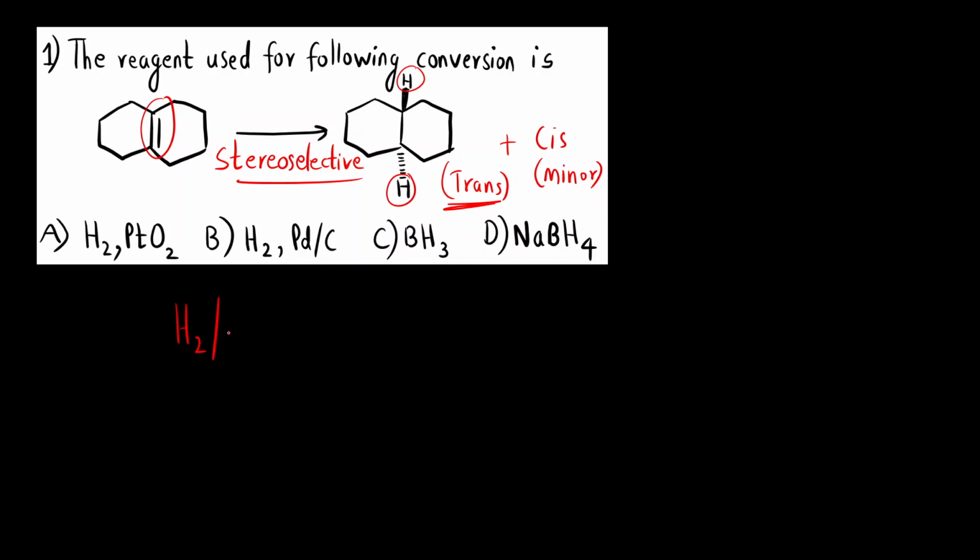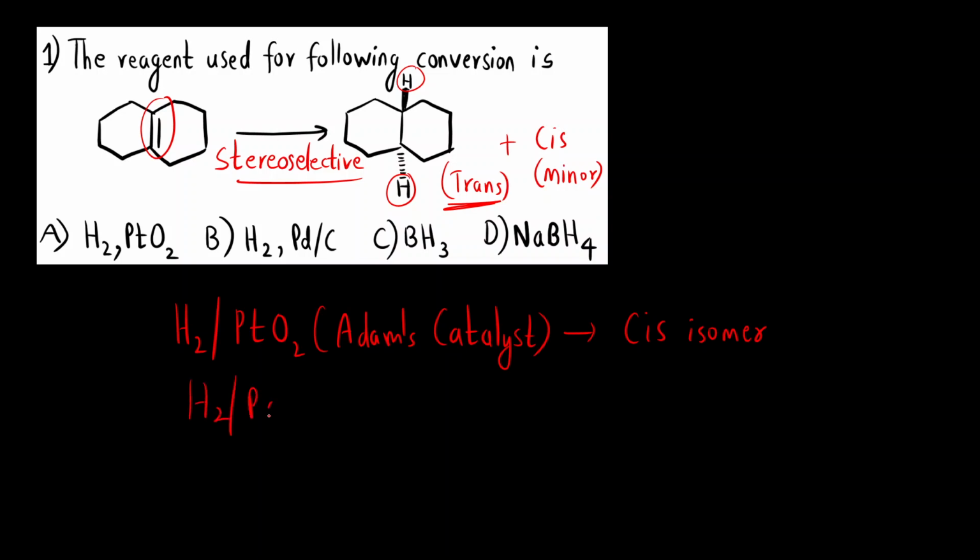So always remember H2PtO2, that is the Adams catalyst. This is used for formation of the cis isomer, cis alkane or cis decalin, and H2/Pd-C is used for formation of a trans isomer. So here you can see it is a trans isomer that is formed. So what is the major product? What is the reagent that we will be using? H2/Pd-C. So the correct answer for question 1 is option B.